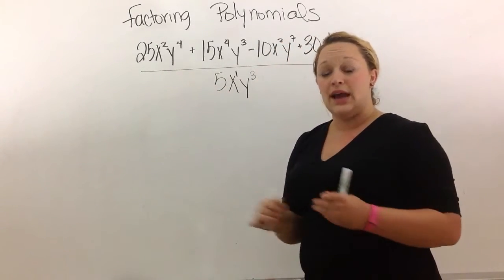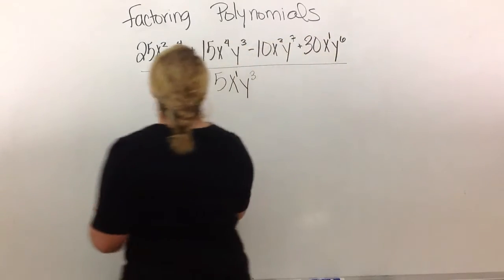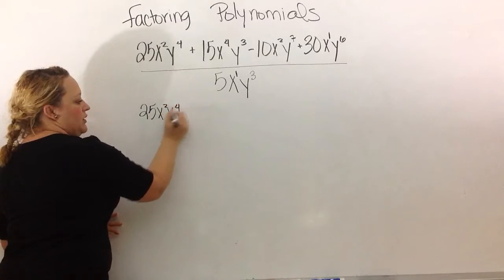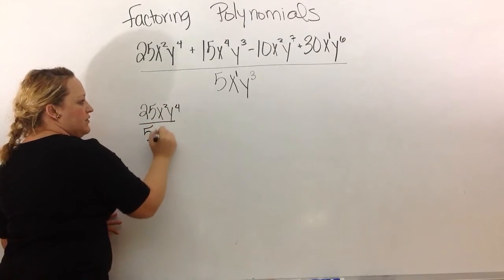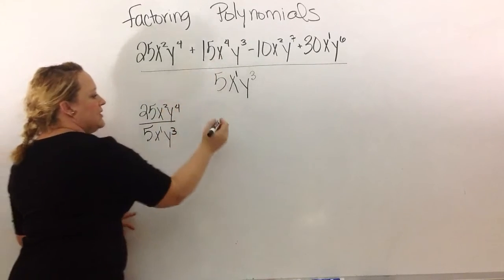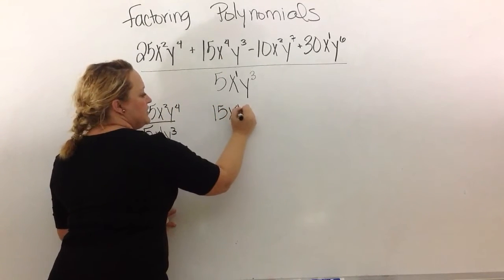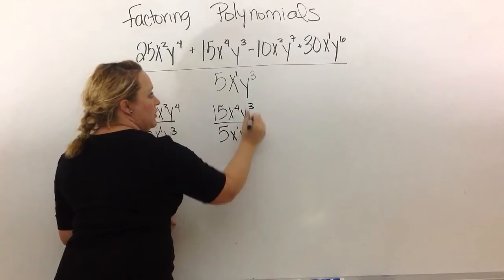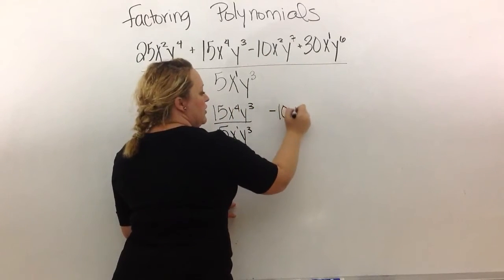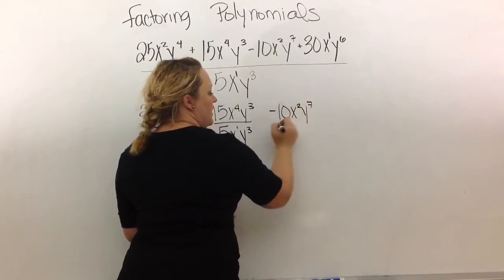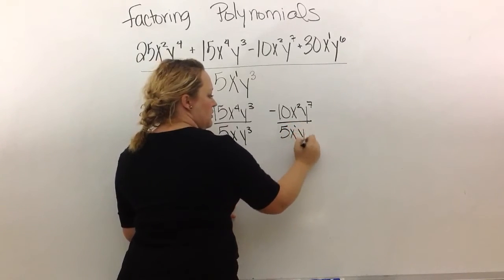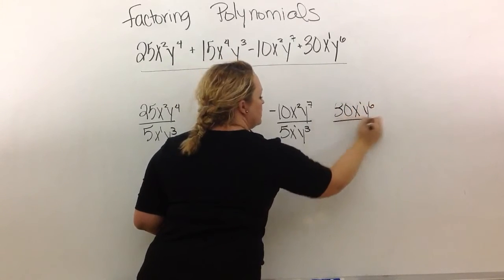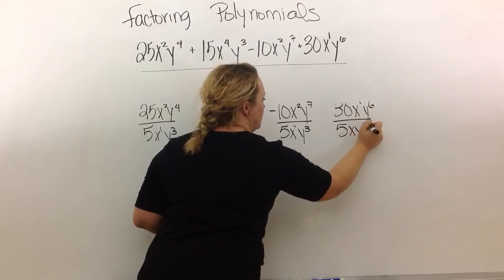And if you want to take this like I do and break it into different problems, you are more than welcome. So what you can do is you can take that 25, x to the 2nd, y to the 4th, and divide it by 5, x to the 1st, y to the 3rd. You can take this one, 15x to the 4th, y to the 3rd, and also divide it by the same denominator. We can take this one over here, the 3rd term, and divide it by that same denominator. And then we can take our last term and also divide it by that same denominator.